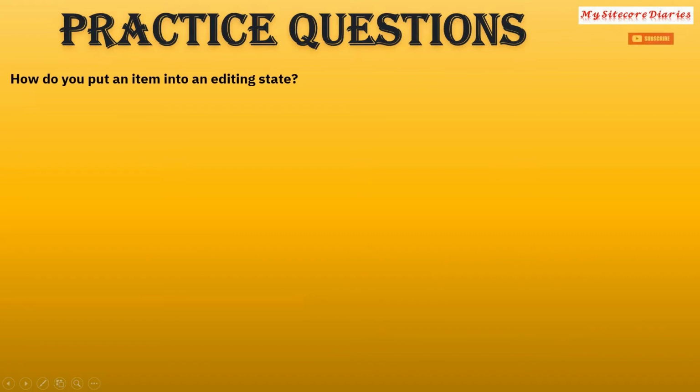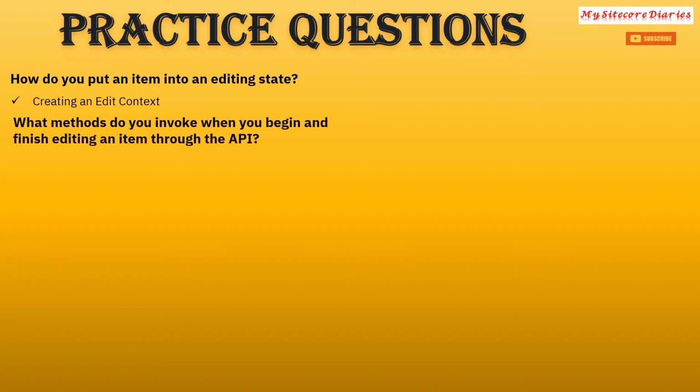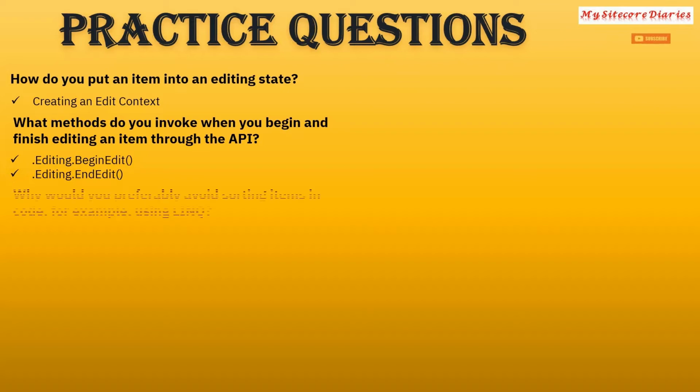How do you put an item into an editing state? If you want to edit the item, then you have to create an edit context. What method do you invoke when you begin and finish editing an item through an API? When you begin, you have to write .Editing.BeginEdit, and if you want to save it when you finish, then .Editing.EndEdit.